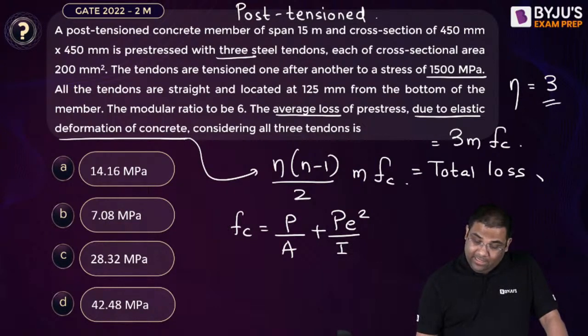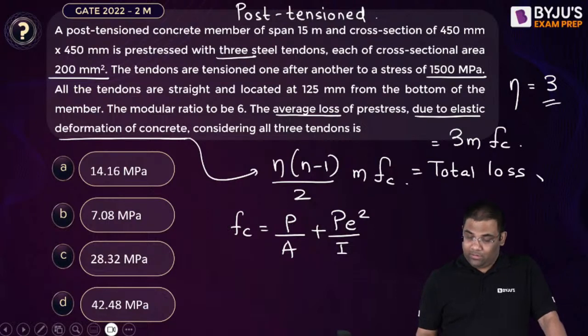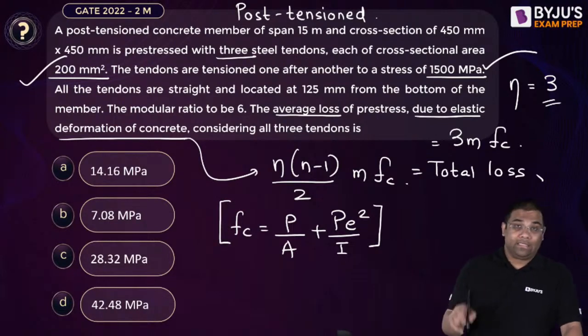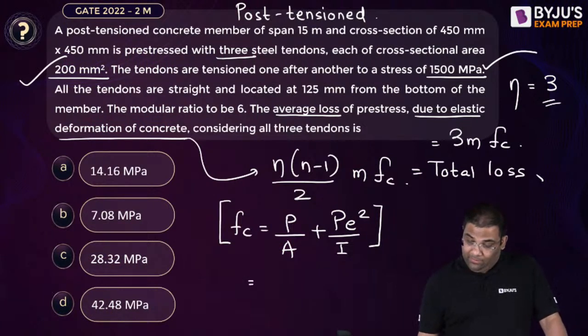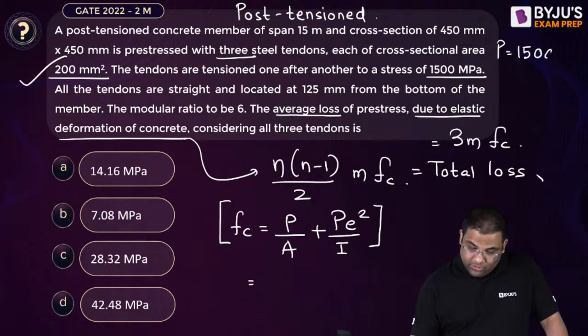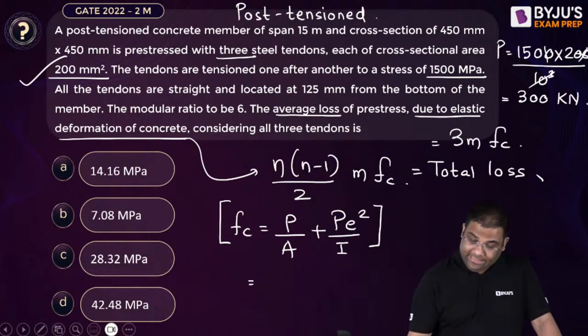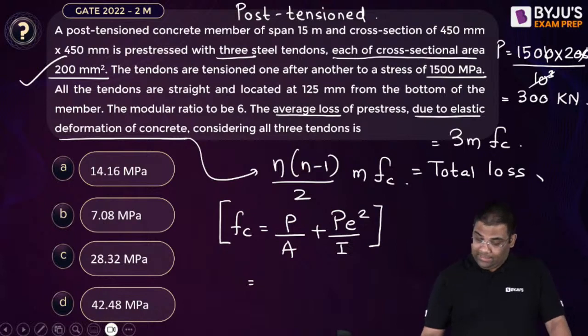It is 1500 into 200. Yes, this is the pre-stressing force, right? Stress into area. And you are finding it for one tendon. fc you always find out for one tendon in case of these losses. So P will be 1500 into 200 divided by 3, that is 300 kilonewton, right? We are finding for one, in each cross section.